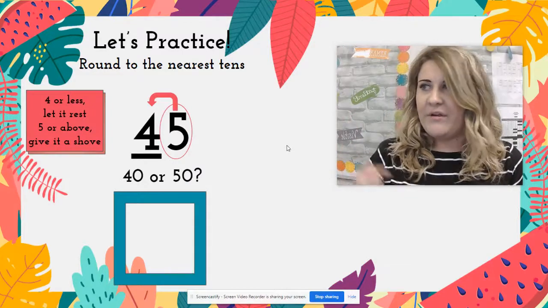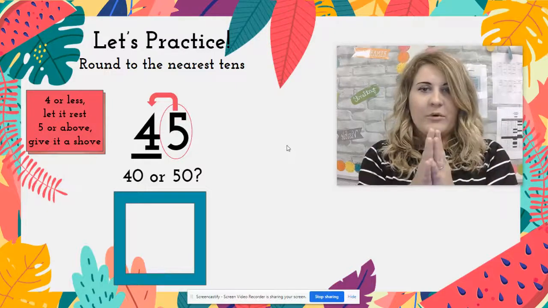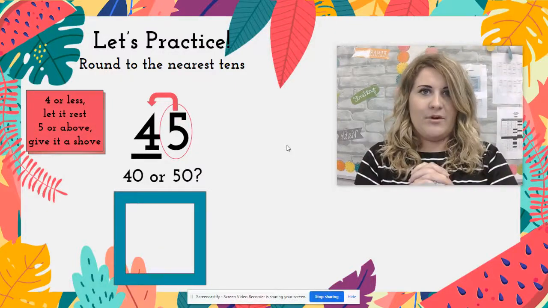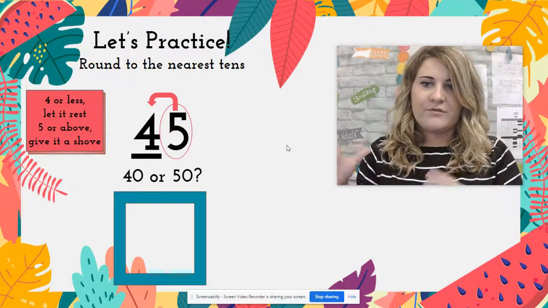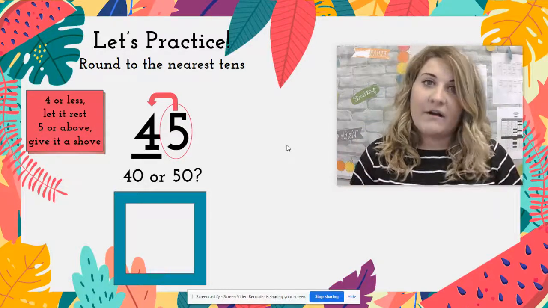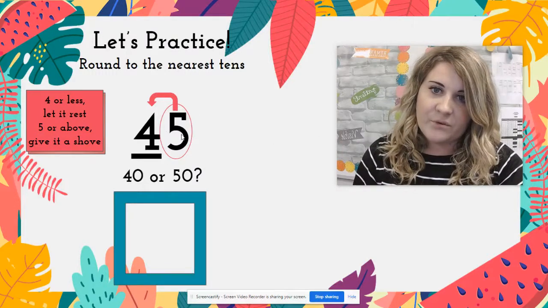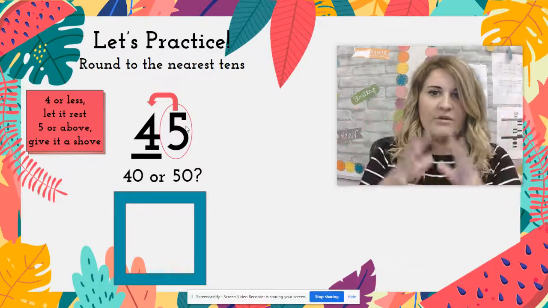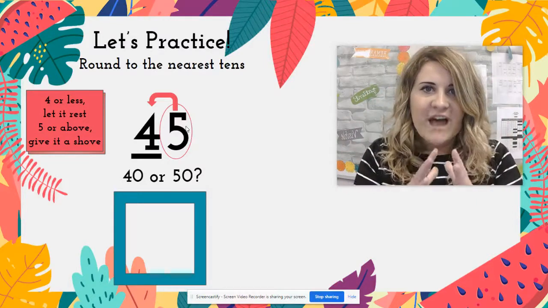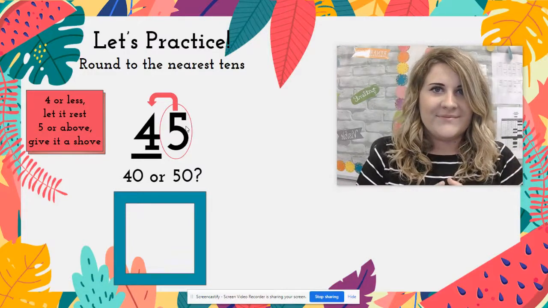45 comes in between 40 and 50, okay? On the number line, it's 40 and 50. 45 comes kind of smack dab in the middle, okay? This is where we decide, is it closer to 40 or closer to 50? This is where our rhyme is going to really help. This is the one we're looking at, the spotlight number, because it's the one that we're focused on. We're focused on the 5. Is the 5 4 or less, or is the 5 5 or above?